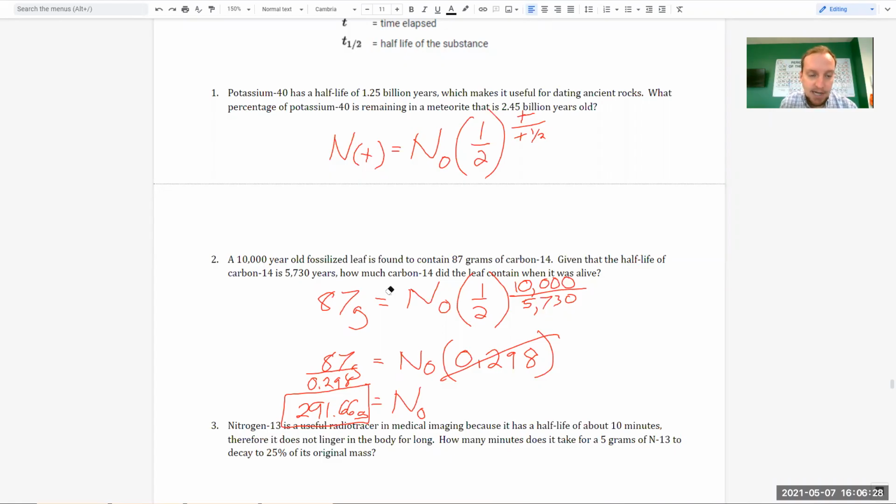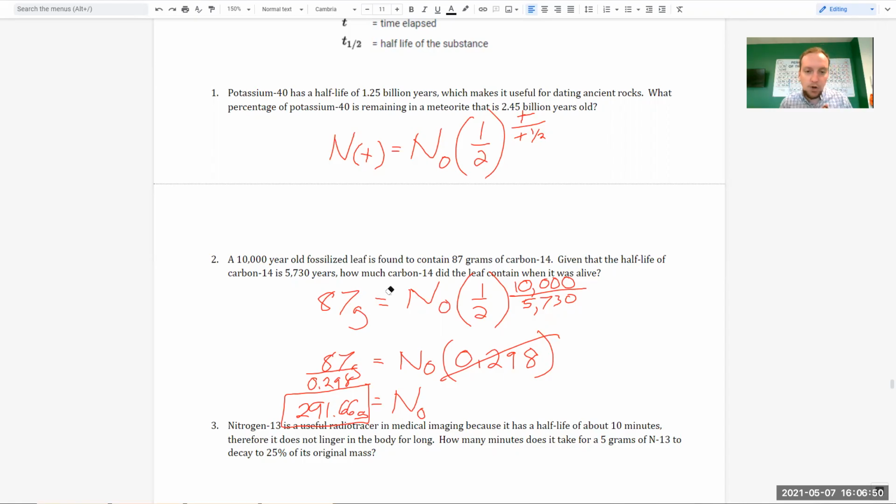Now, if the time that has passed is 10,000 and my half-life is 5,730, that means we did not fully do 2 half-lives. 2 half-lives would be closer to 11,460, if I did the math right in my head, which I probably didn't. So we're not quite at 2 half-lives, we're just shy of that.